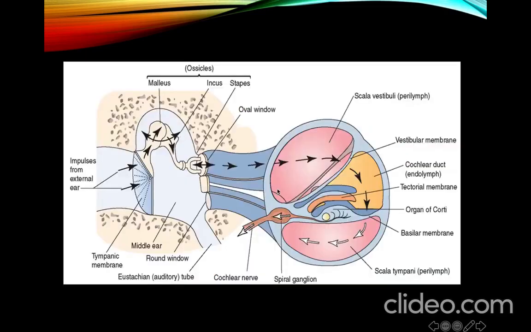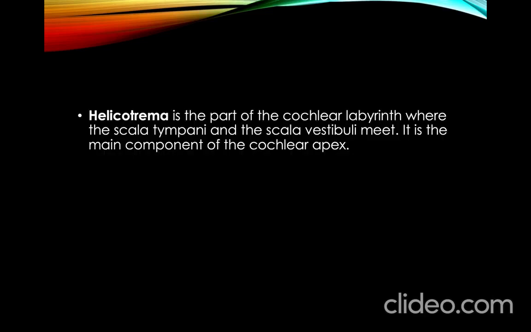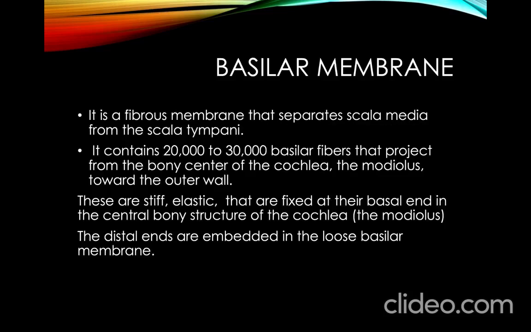Here is another picture. As this is a cross-sectional view, you cannot see the oval window everywhere. You can see the oval window here, and here the sound wave enters and travels, and then it goes back and causes the bulging of the round window. This is again the helicotrema, which is a part of the cochlear labyrinth where the scala tympani and scala vestibuli meet. Now we move to the major component which causes the perception of sound.